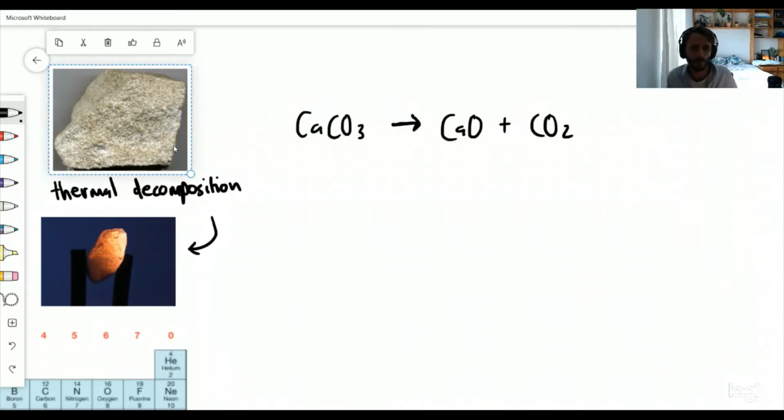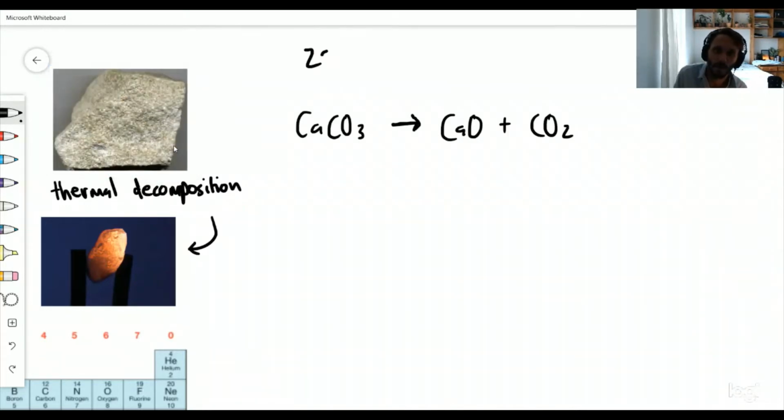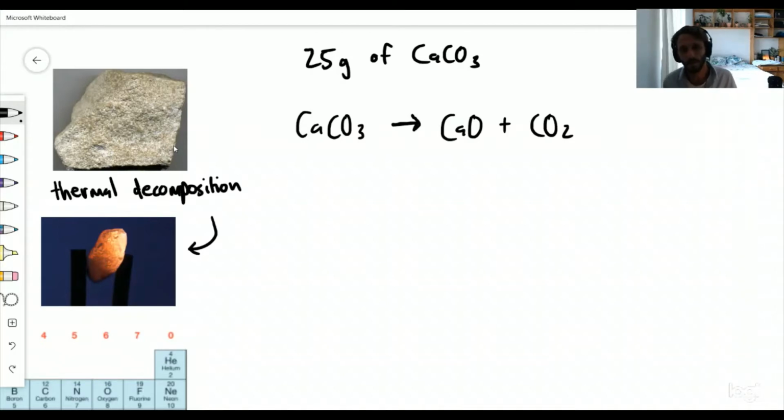Let's say that we weighed the calcium carbonate and we had 25 grams of calcium carbonate. How much calcium oxide would I make, and in terms of the grams, how much carbon dioxide would I make if I've got 25 grams of calcium carbonate? So this is a typical question that you might get in your tests and exams. So what do we do first?